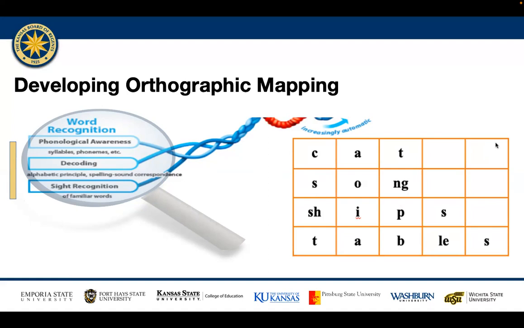Ehri refers to orthographic mapping as the permanent representation of the spelling of words in memory, so they're instantly retrieved for pronunciation when reading. She further elaborates, quote, knowledge of the alphabetic system provides the glue that bonds orthographic to phonological identities and establishes spellings of words in memory.